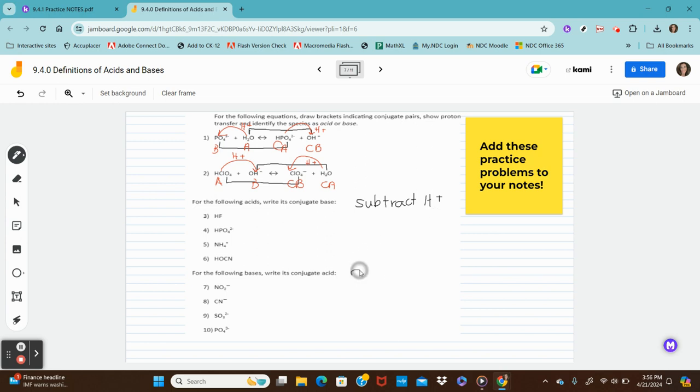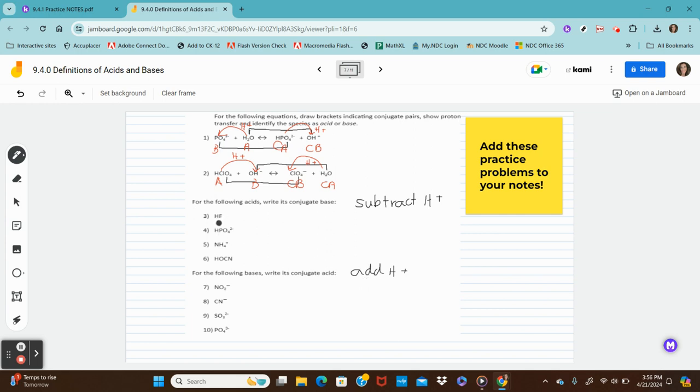This is going to be adding a plus, H plus. Because what's happening is these all become acids. Acids have that extra proton. Whereas if these are the bases, or we're trying to find the bases, we're going to subtract that proton because, remember, it'll be donated. So subtract an H plus to find the base, add an H plus to find the acid.